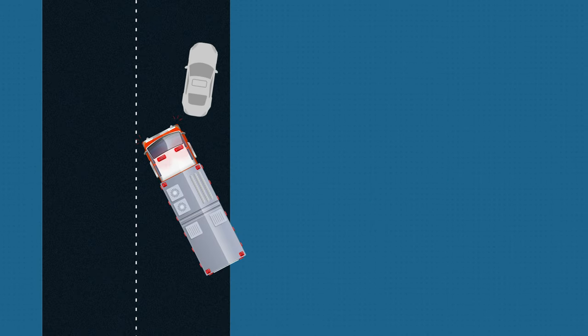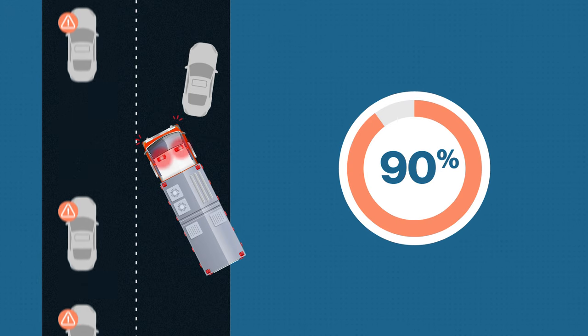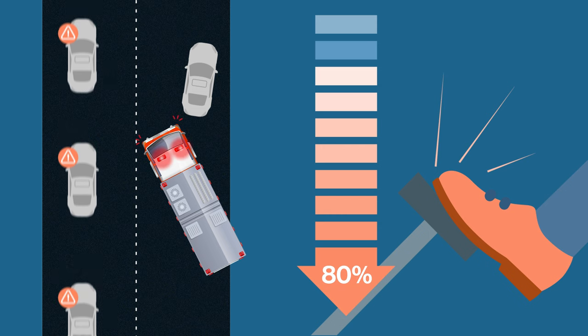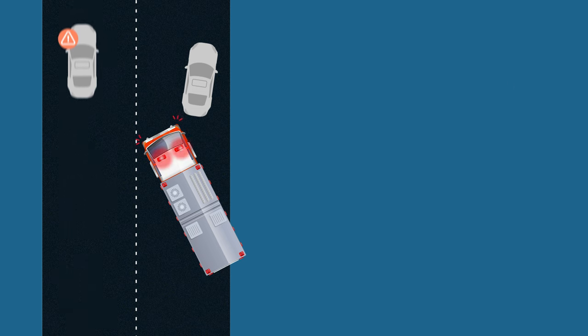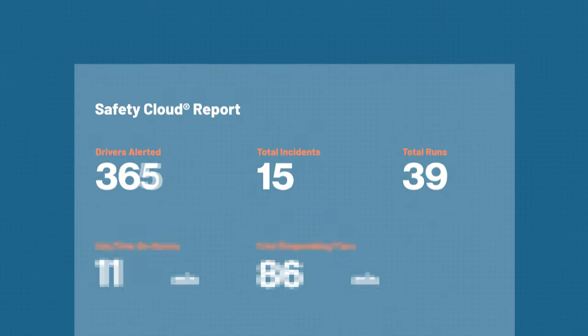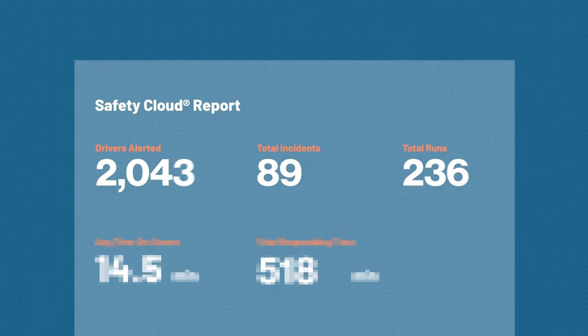Studies show that digital alerts reduce the risk of collision by up to 90% compared to light bars, and also reduce sudden stops and hard braking near roadside incidents by 80%. Fleets protected by Safety Cloud also benefit from additional tools and resources, including a real-time dashboard for vehicle tracking and management. Users can also access monthly reports on their alerting activity, incident response time, and other key statistics.